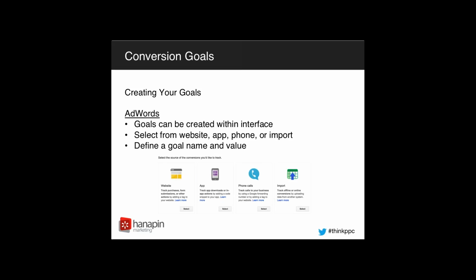In creating your goals, you have two options. First, you can do this within Google AdWords, where you can create these goals directly within the interface. This is probably the most convenient option, and you'll be able to select from website, app, phone, or imported data conversion goals. And then you'll be able to define a goal name for each conversion and a value for each of those as well.